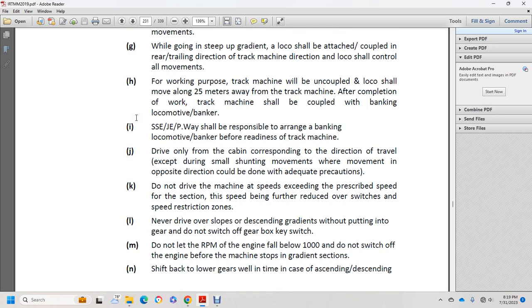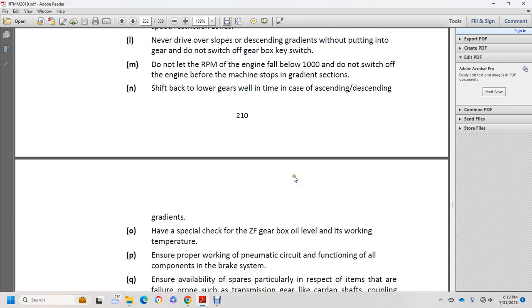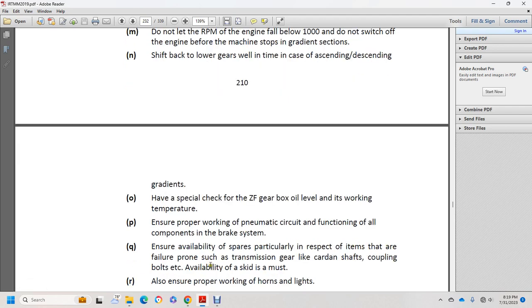Never drive over slopes or descending gradients without putting into gear. Do not switch off gearbox key switch. Do not let RPMs of the engine fall below 1,000. Do not switch off the engine before the machine stops within the gradient section. Shift back to lower gears well in time on ascending or descending gradients. Have special check of the gearbox oil level at working temperature. Ensure proper working and pneumatic functioning of all components of the brake system.